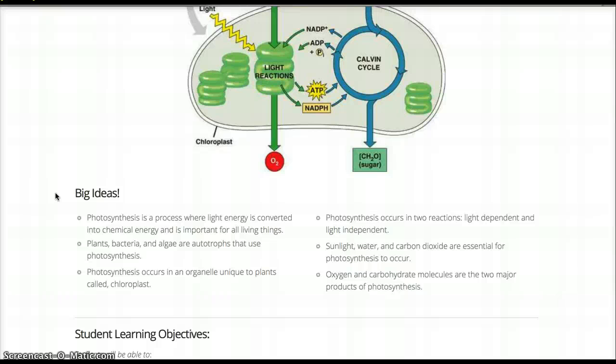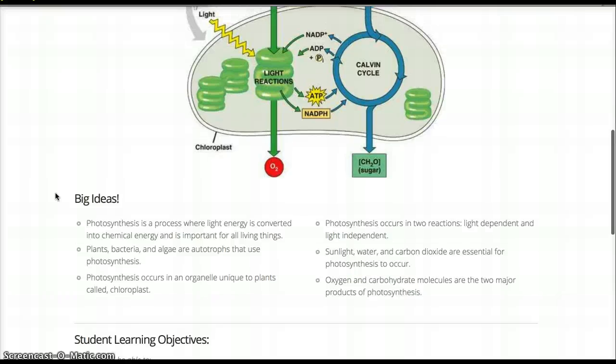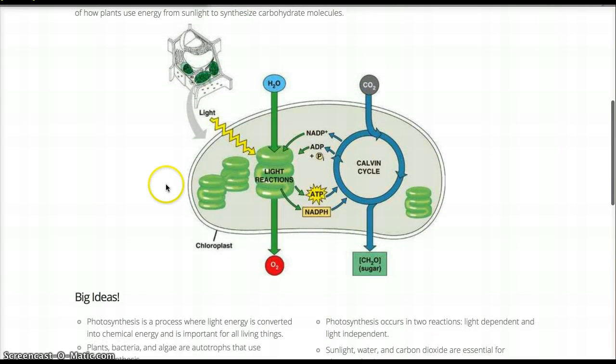Photosynthesis occurs in two reactions, light-dependent and light-independent reactions, and the last two big ideas are referring to the reactants and products of each of those reactions. So sunlight, water, and carbon dioxide are essential for photosynthesis to occur. Those are the reactants. And lastly, oxygen and carbohydrate molecules are the two major products of photosynthesis. So those are obviously the products. And I included this picture because I thought it nicely summarized the big ideas, and ideally by the end of this unit, students will know exactly what's going on in this figure.